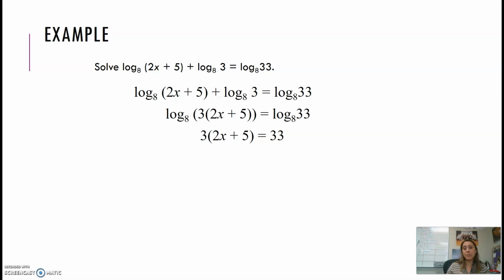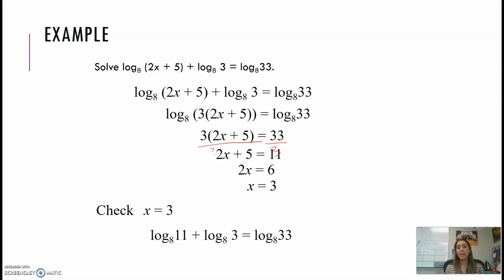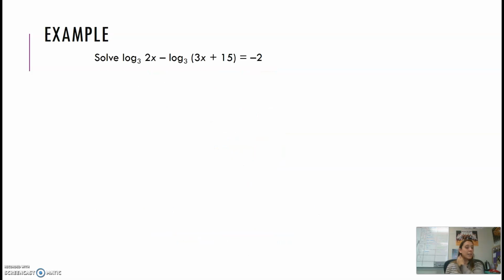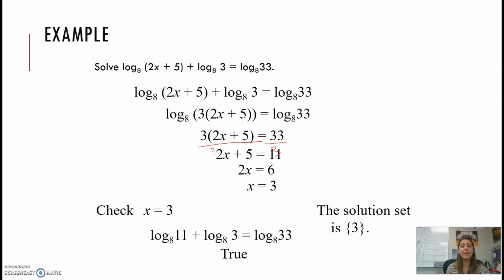So the logs cancel out, and we end up with 3 times (2x plus 5) is equal to 33. Here's one of those instances where it makes sense not to distribute, because we can actually divide by 3 here, and we end up with a simpler problem: 2x plus 5 is equal to 11. Then we can subtract 5 from both sides and divide by 2, and we end up with x is equal to 3. Again, we can check our answer by plugging in what we solved for. So if we plug in a 3 for x, it is true.